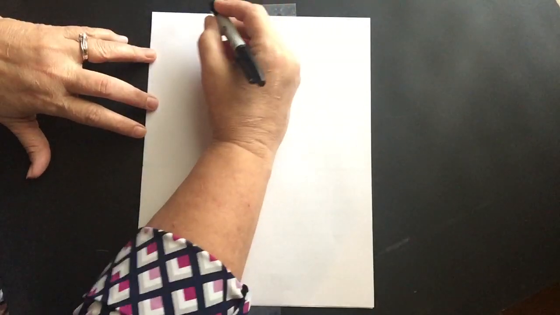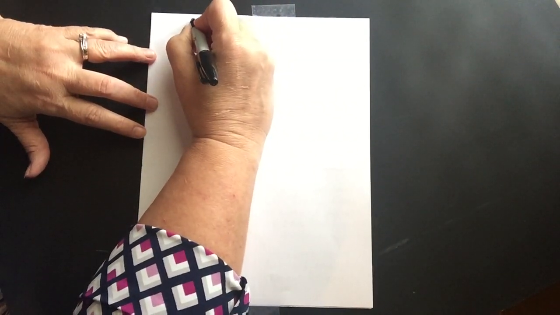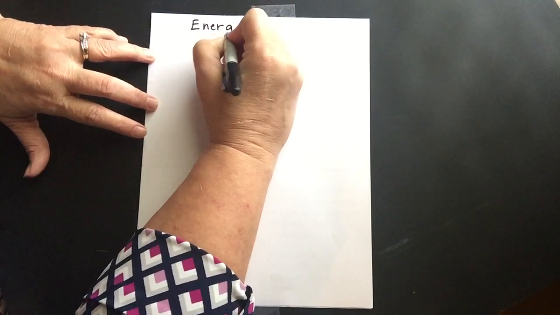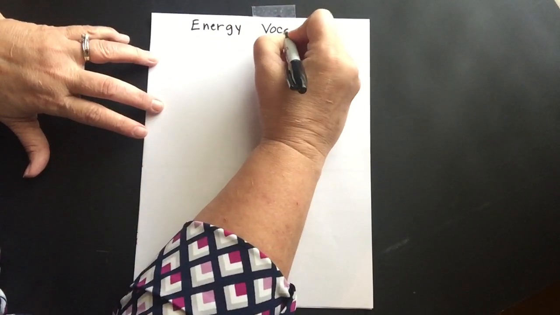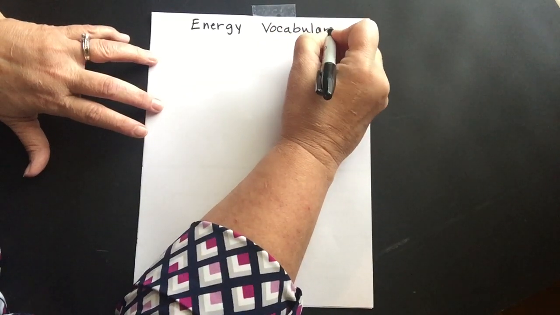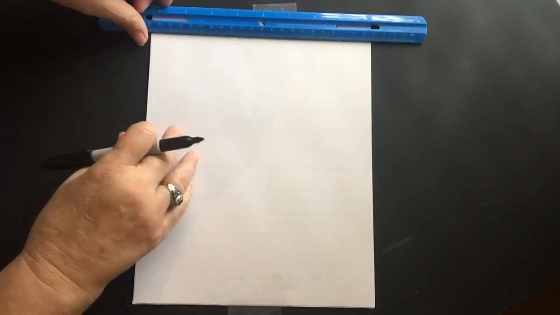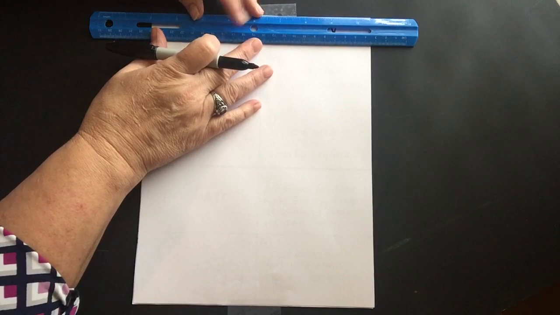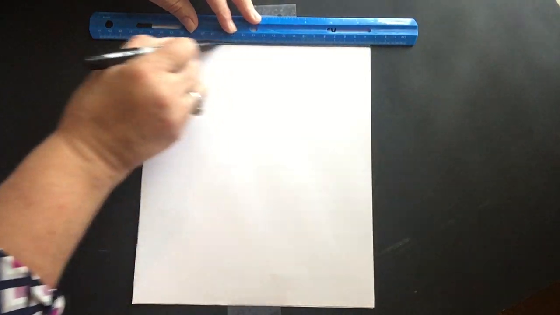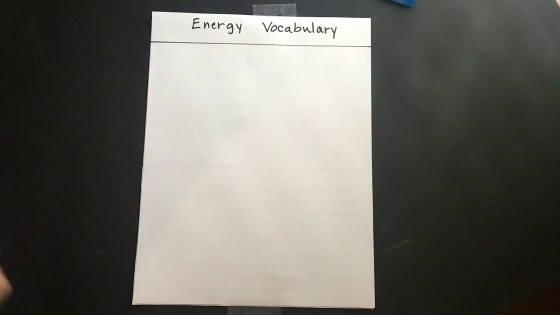The first thing that you're going to do when you build a vocabulary page is put the title across the page, just like all of the other pages that we make. Our vocabulary title for this one is going to be Energy Vocabulary, because energy is the name of our unit. So across the top of my page, I'm going to write the words Energy Vocabulary. Okay, I'm going to underline that title. And now I'm ready to go.